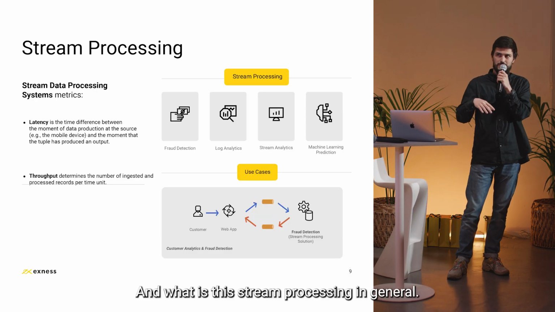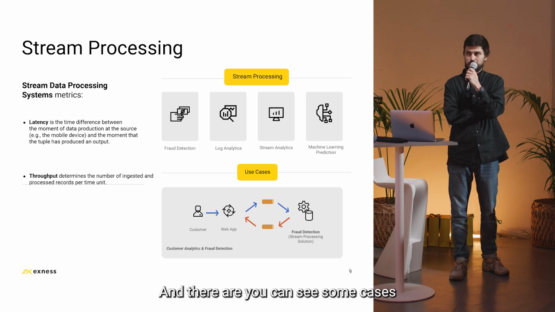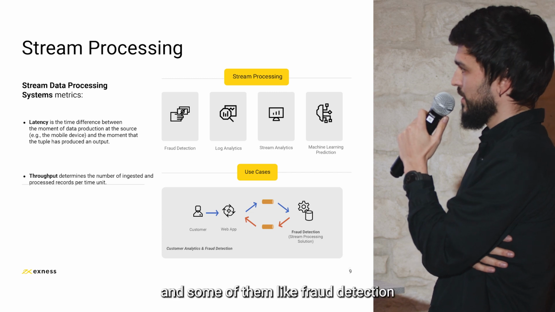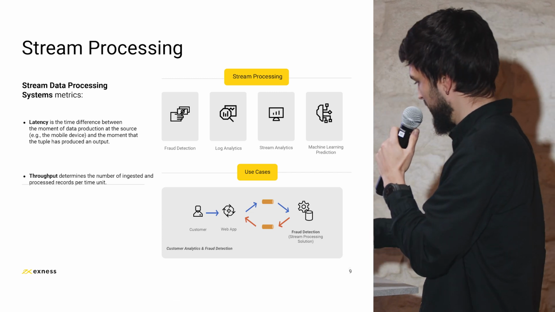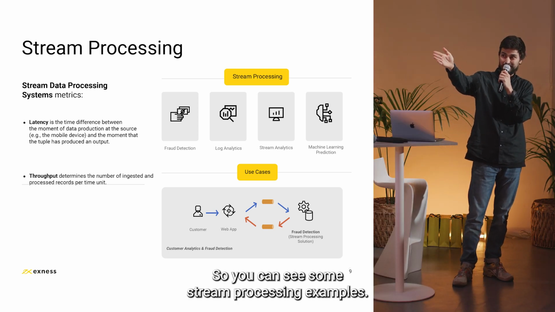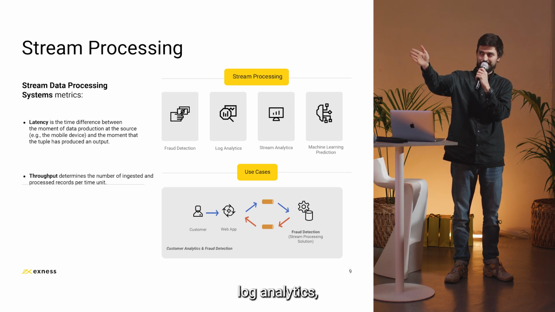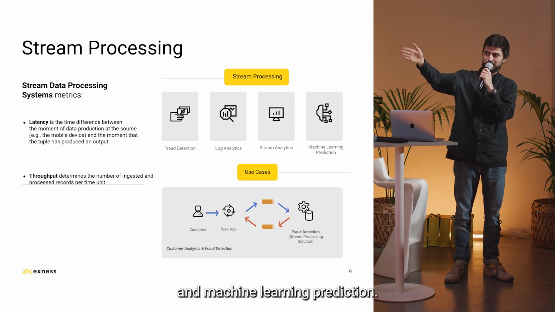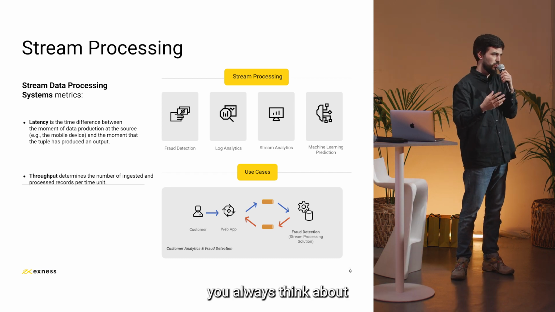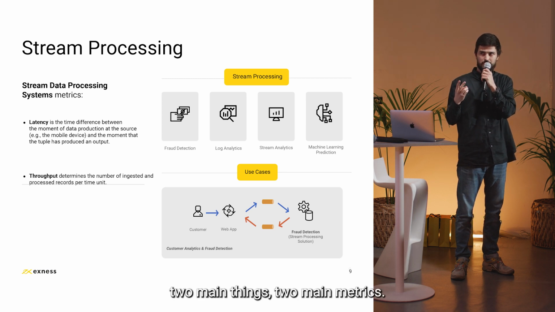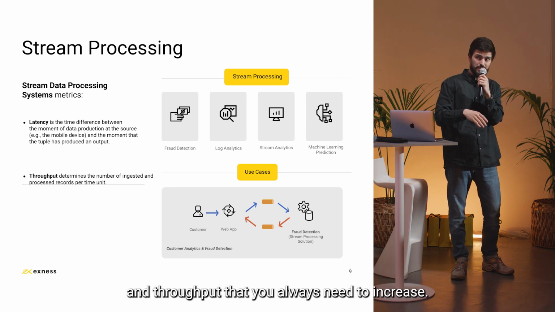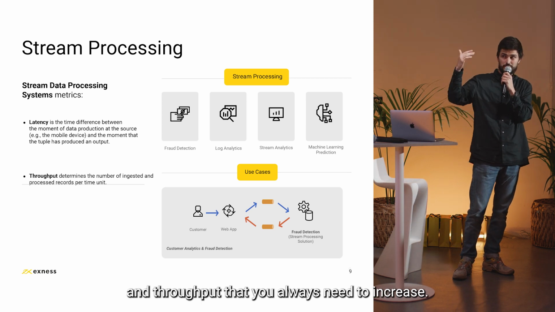And what is stream processing in general? You can see some examples of stream processing here: fraud detection, log analytics, stream analytics, and machine learning prediction. And when you're talking about streams and stream processing, you always think about two main metrics: latency, which you always need to decrease, and throughput, which you always need to increase.